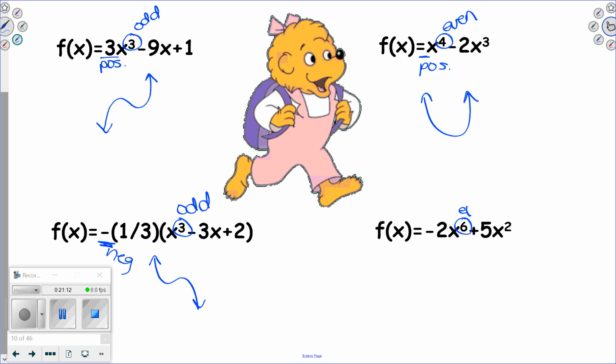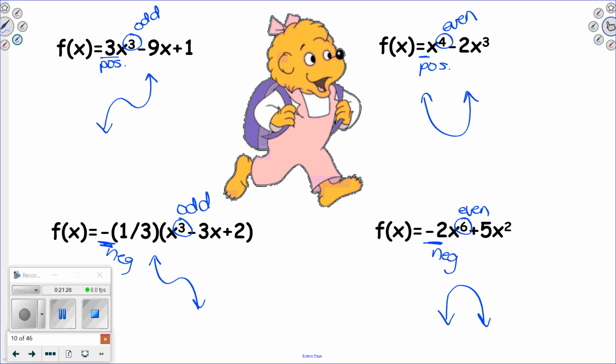All right, and that last one, is it even or odd? Even. And the number in front is negative. So even, so you've got a normal smile or frown, but you're negative, so you are sad. It's a frowny face. Both of your ends will point down. Does that make sense? Kind of where I'm pulling that from?